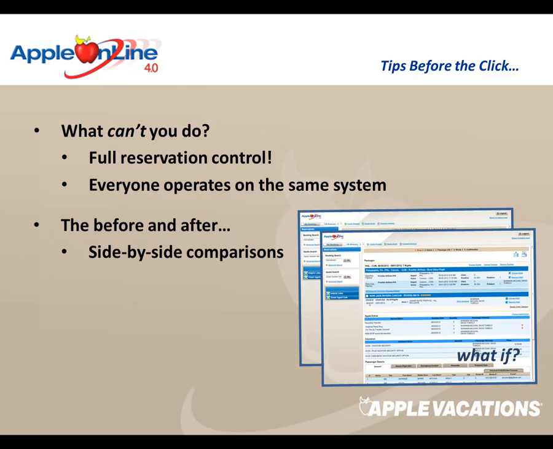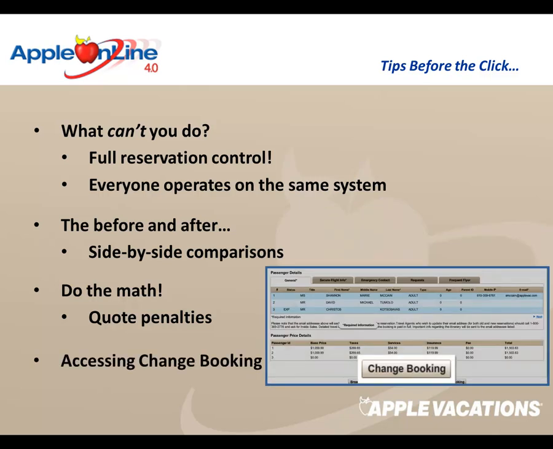Next, and what I personally find to be most helpful, is letting 4.0 do all of the math for me. Don't worry about trying to memorize ever-fluctuating vendor penalties, fees, or even deposit requirements. Using the same multi-itinerary feature, you can quote all costs prior to making a change. And finally, all of our revisions in AOL 4.0 are accessed the same way. Use Change Booking found at the bottom of the recap screen. Once you've selected it, you'll find yourself looking at the itinerary overview. So why wait? Let's jump in.